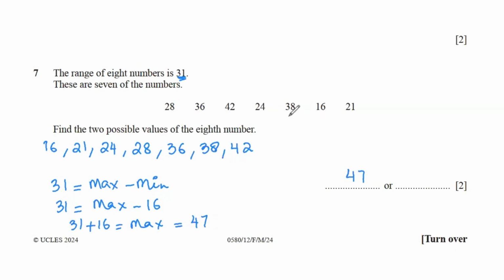For the other possibility, we can say that 31 equals 42 minus the minimum value. So now we're assuming that we don't know the minimum value, but the maximum value is 42. So the minimum would be the difference of 42 and 31, and that's 11. So based on this calculation, the 8th number can be 47, which is the biggest value in this sequence, or it can be 11, which is the smallest value in the sequence.